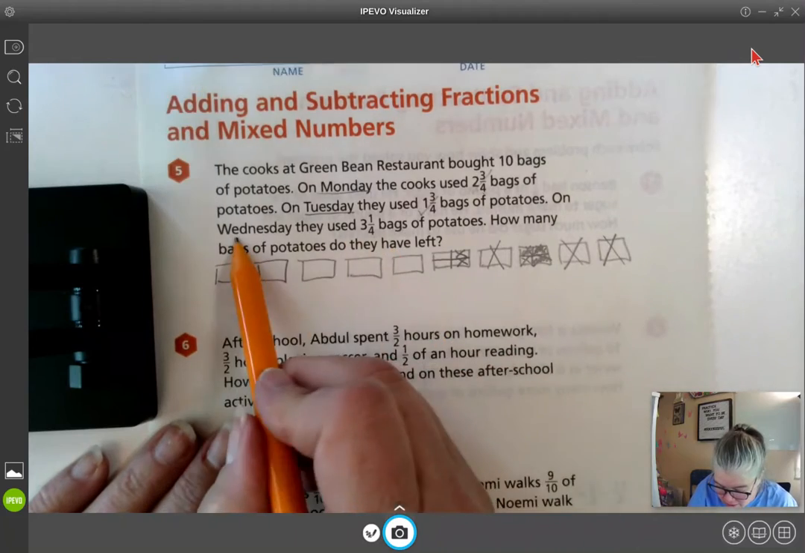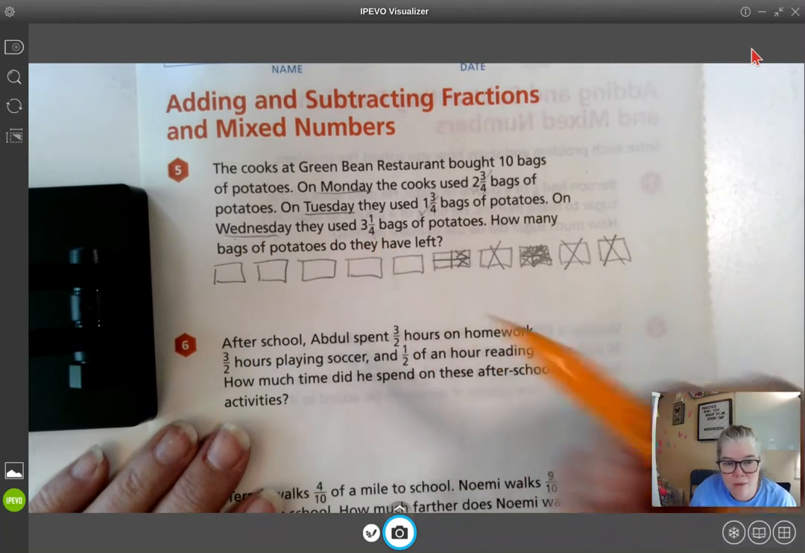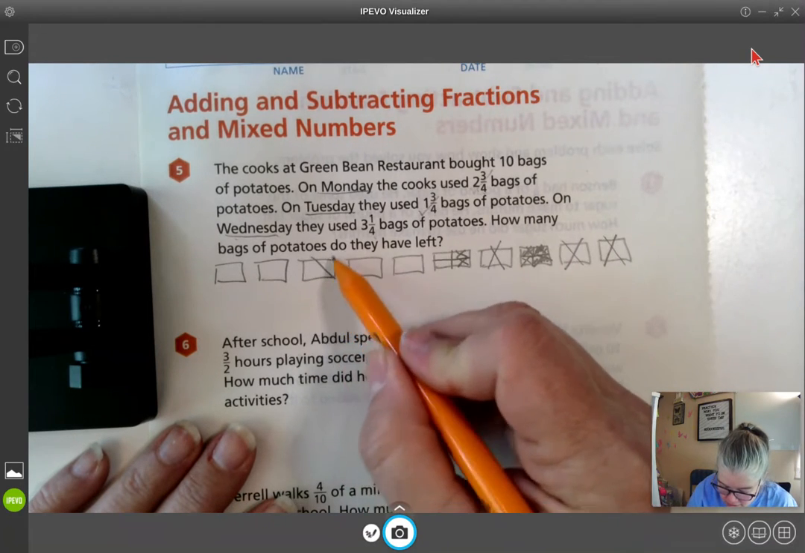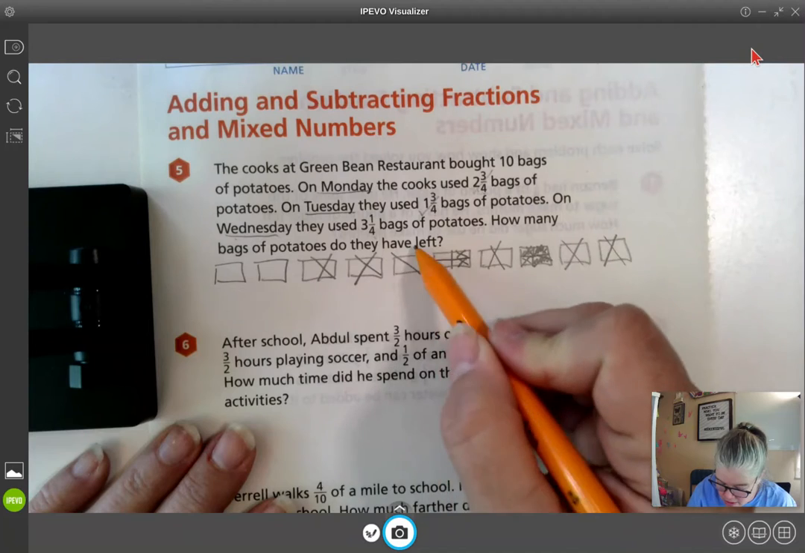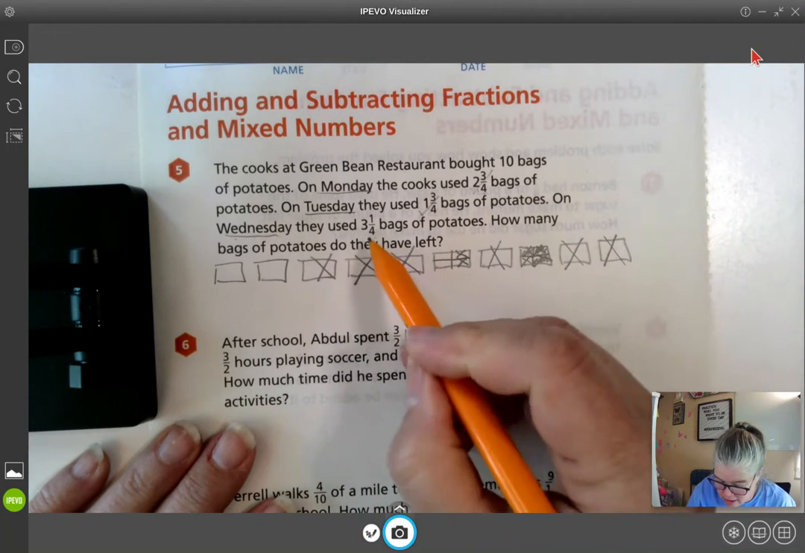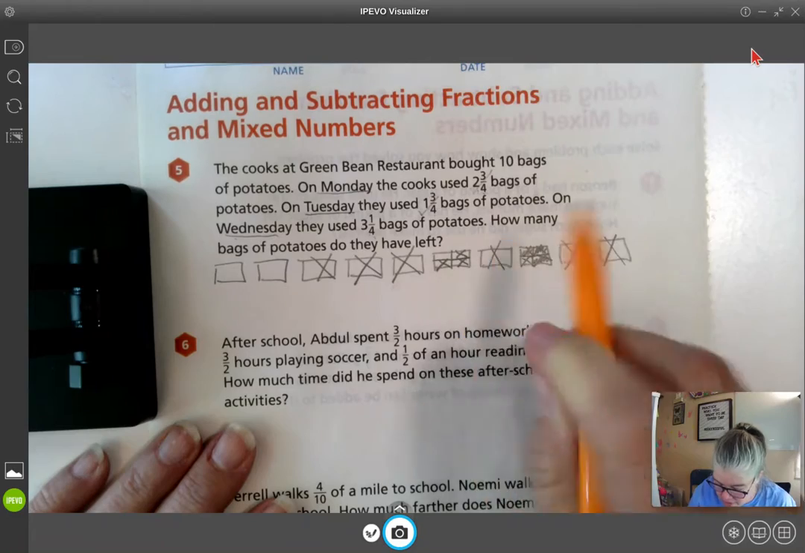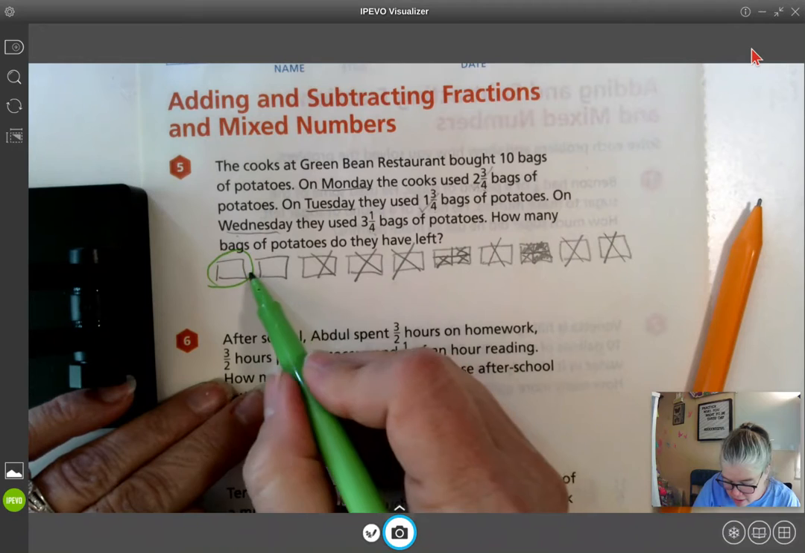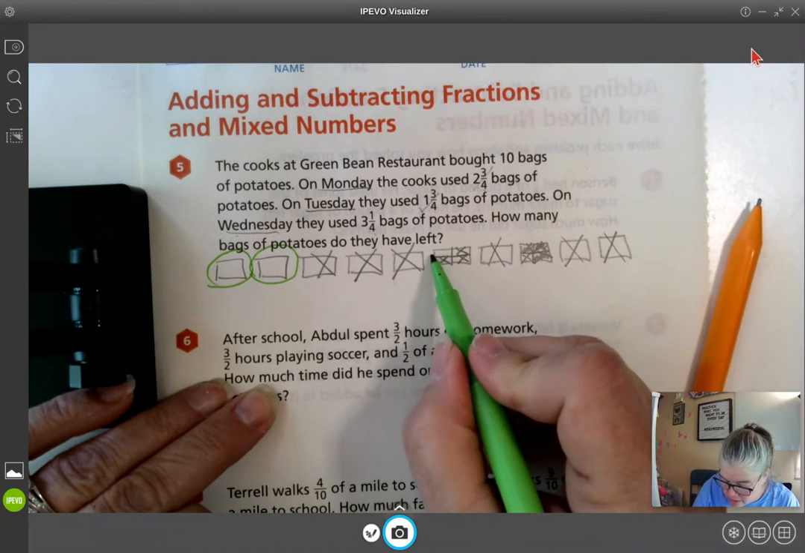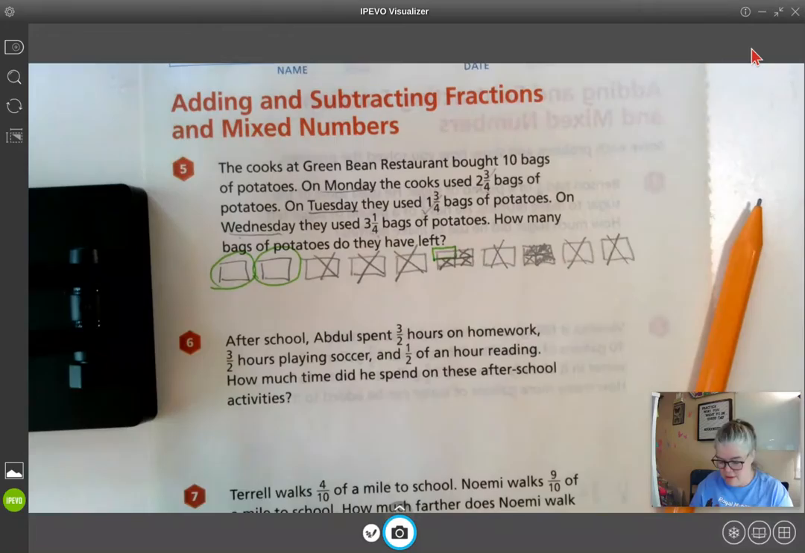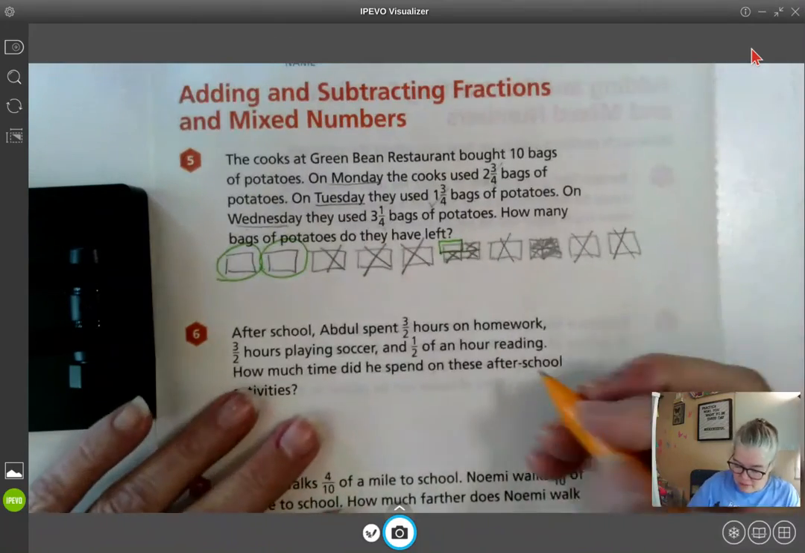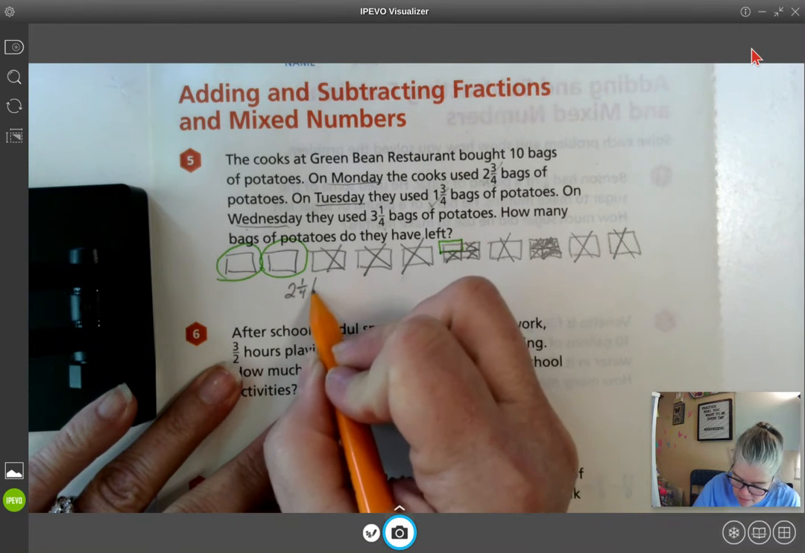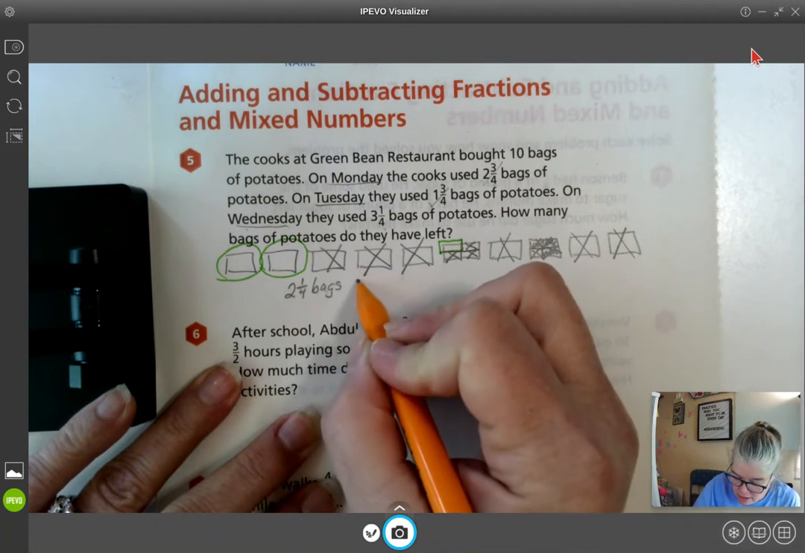Now I need to take off on Wednesday. We use 3 1/4 bags of potatoes. So I know I can cross off 3 whole bags. 1, 2, 3 whole bags. And then I need to cross off that fourth. So I'm going to cross off a fourth. So as I look at my paper here, I'm left with 1, 2 whole bags of potatoes and 1/4 of that one right there. So I know I'm left with 2 1/4 bags left.